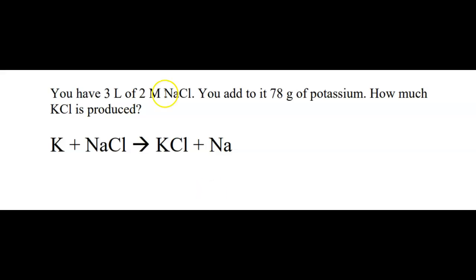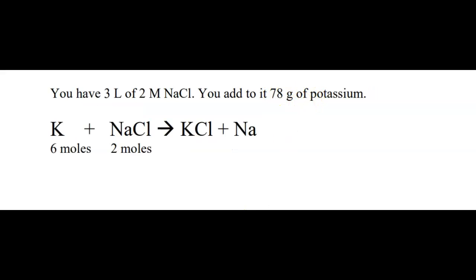Now let's see what happens. First, we need to figure out how many moles there are of each of these things. So if you have 3 liters of 2 molar, well, that's pretty easy actually. Each liter has 2 moles of NaCl. You have 3 liters of that, so there's a total of 6 moles of NaCl. The molar mass of potassium is 39. That means that 1 mole of potassium weighs 39 grams. If you have 78 grams, you have 2 moles.